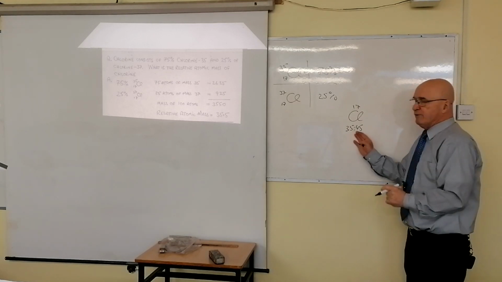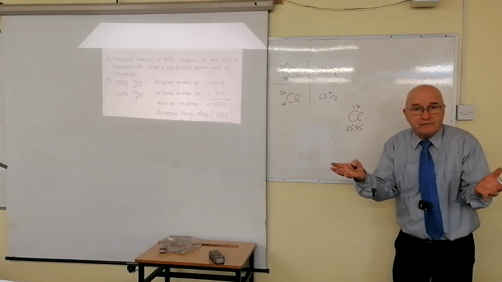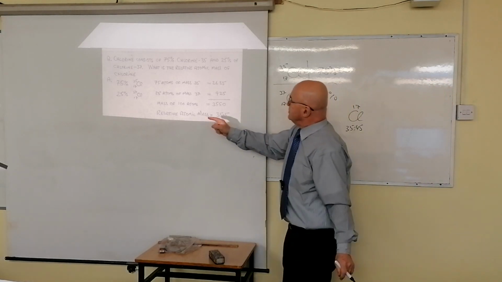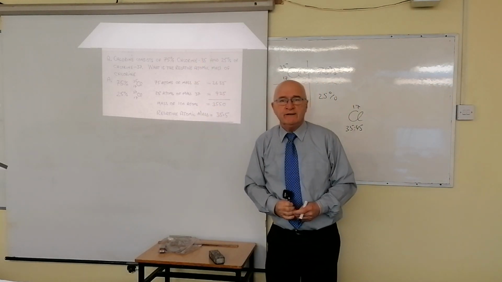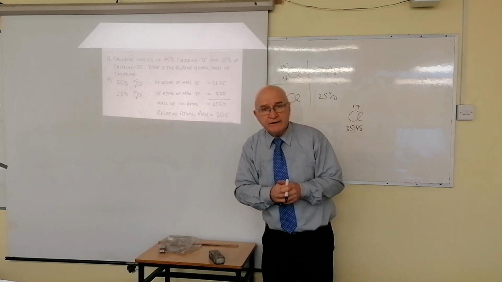Good. And that's printed on the periodic table. Why is it that? Why is it not 35.5? And the answer is simple. Somebody cooked those figures in the question. They rounded them off just to make your calculation easier. Are you okay with that?